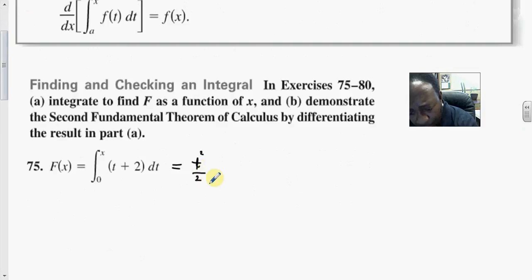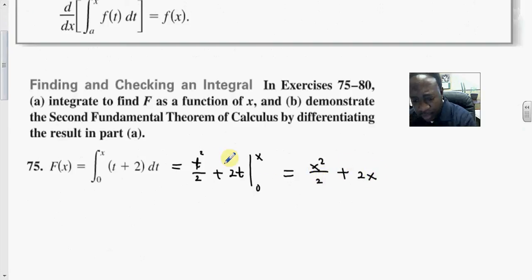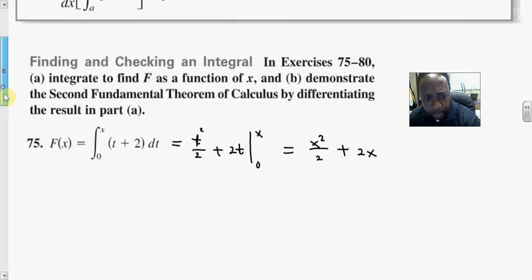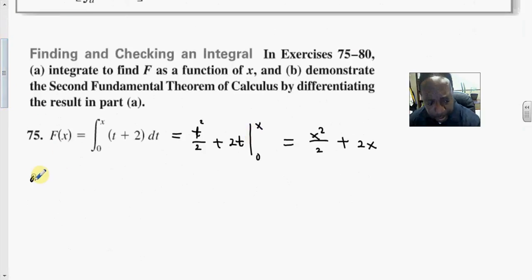t squared over 2 plus 2t, evaluated from 0 to x. And so that gives us x squared over 2 plus 2x. The evaluation at 0 just yields 0. This is part A. So here, part A, capital F of x is equal to x squared over 2 plus 2x.